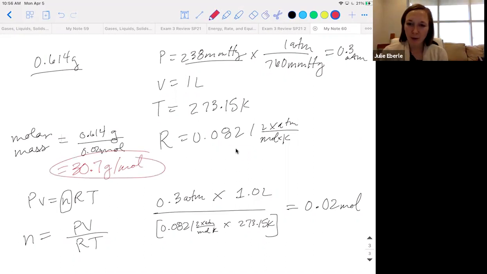That was a great problem. I like that problem. Did that make sense, what we did? It gave you grams. We used the ideal gas law to solve for moles, and then we did grams divided by moles to get a gram per mole unit, which is the unit for the molar mass of any gas or anything. Any other questions?